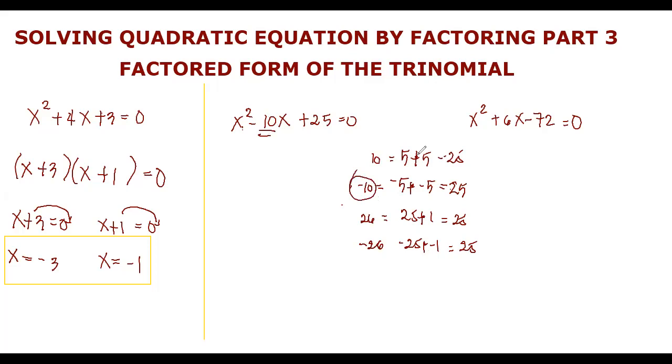Since that is what we got, the factors we will use are negative 5 and negative 5. Now, don't forget to put the sign in every parenthesis that we have. So negative 5 and negative 5. The factor of x squared is x and x. Okay, let's erase this one.